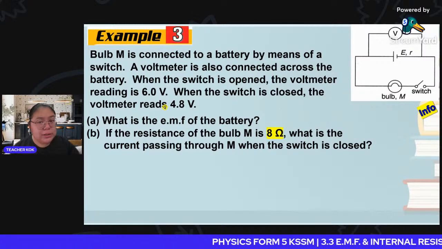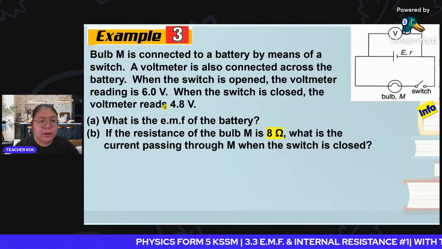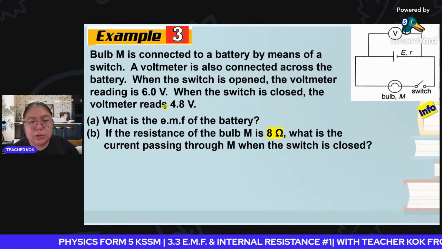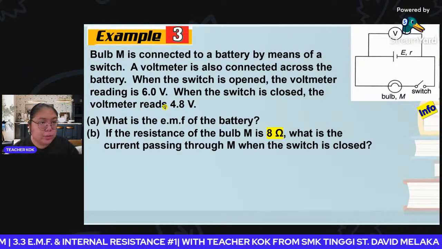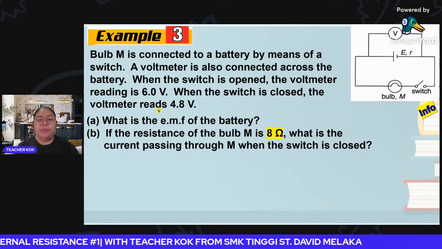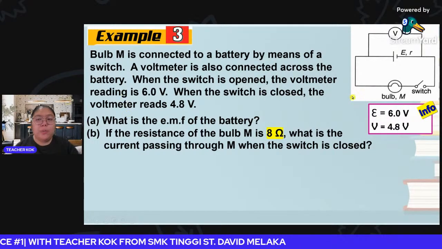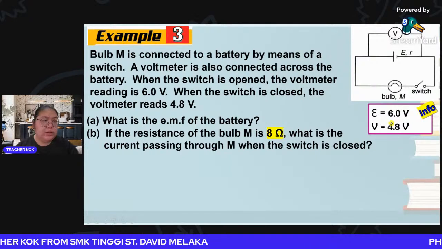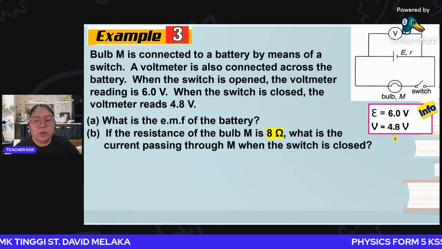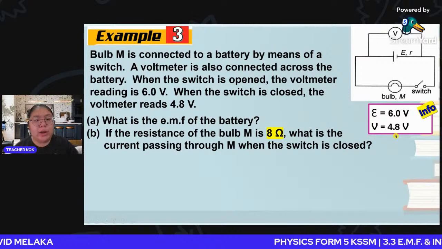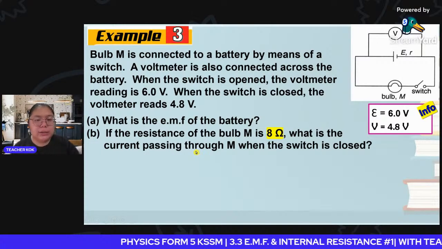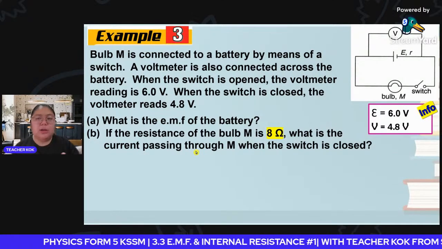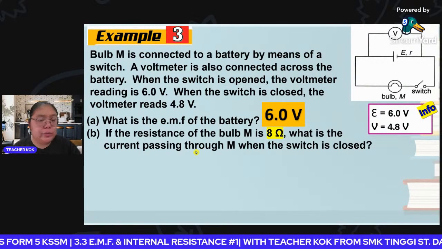Okay, so from this question, they never tell you exactly directly, you know. You need to understand the question, what they write. Open and close, what's the meaning? So from here, we can write that for open is 6 volt, that one is an EMF. Close, there's a potential difference, 4.8 volt. So the first question they ask you, what is the EMF of the battery? So understood, 6 volt.